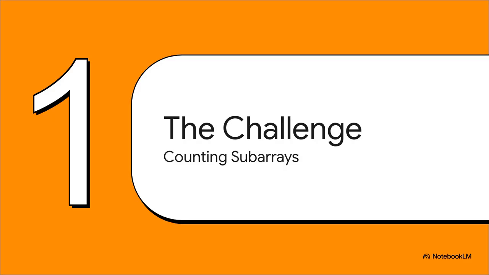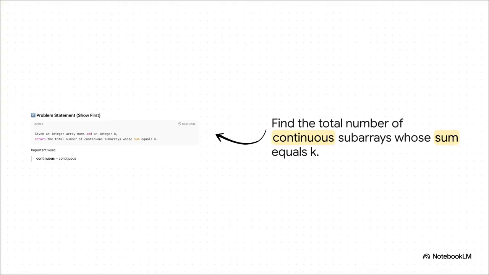Okay, first up, the challenge. Before we even think about writing code, let's make sure we're all on the exact same page about what we're trying to solve. So here's the deal. You're handed an array of numbers and a target value. Let's call it K. Your mission is to figure out exactly how many subarrays inside that original array add up perfectly to K. And here's the most important word to remember: continuous. That means the numbers have to be right next to each other, like a block. No cherry-picking numbers from all over the place.